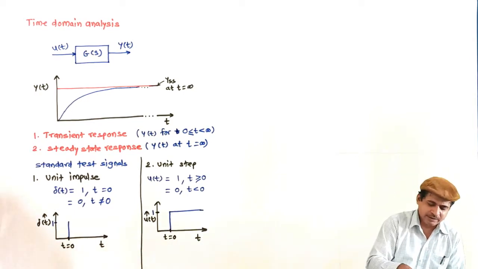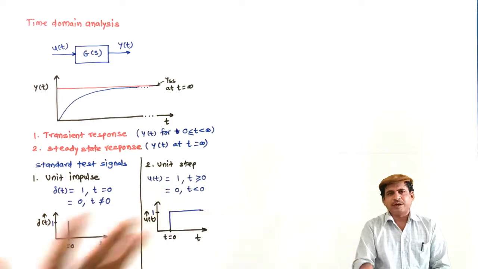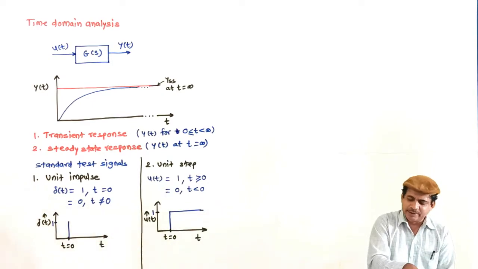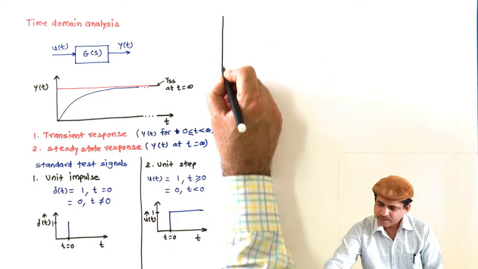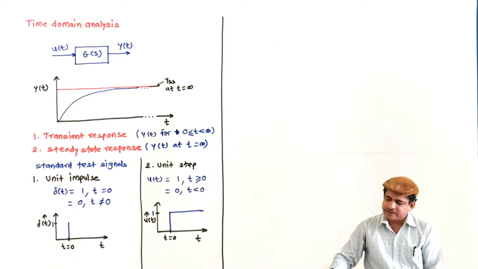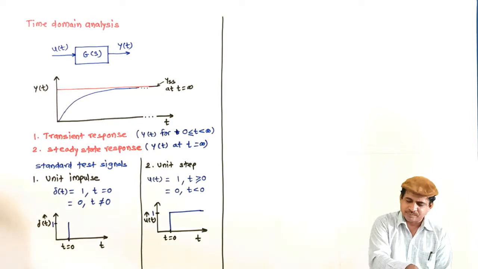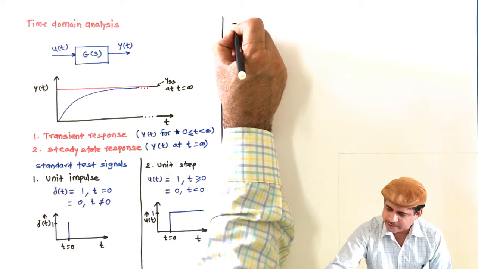This is also a very important signal in the analysis. These two have more importance than the remaining two. Remaining two are also quite useful, but as they are unbounded signals, their use is limited. So the third one is unit ramp.